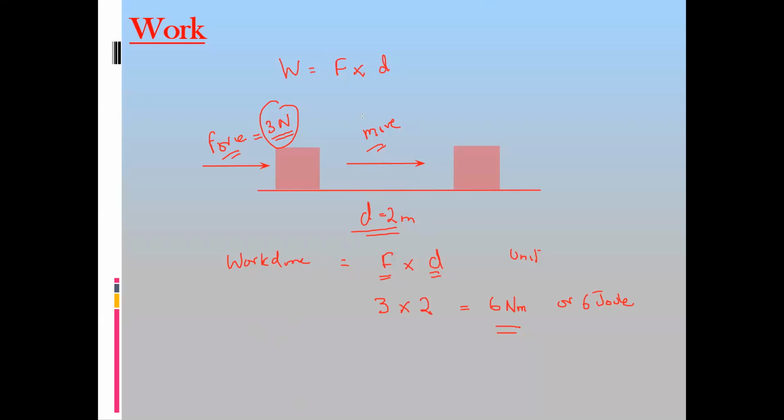So for example, if there is a wall and you are pushing this wall with a force of 100 Newton, but the wall does not move. So what is the work done? In this example, how much work is done?